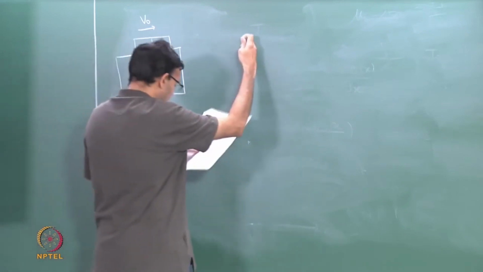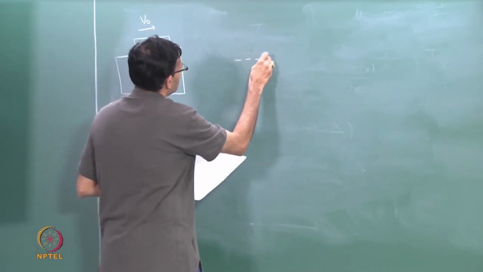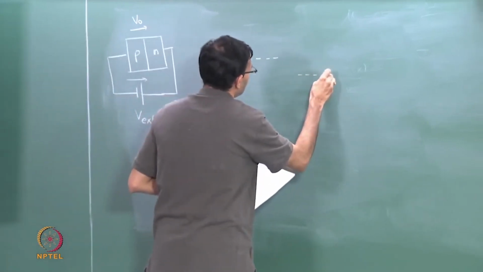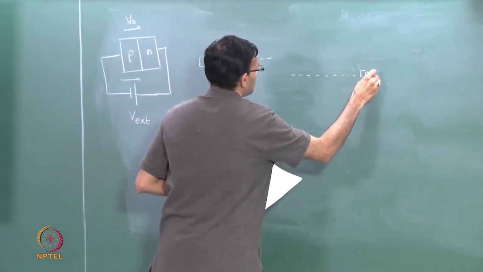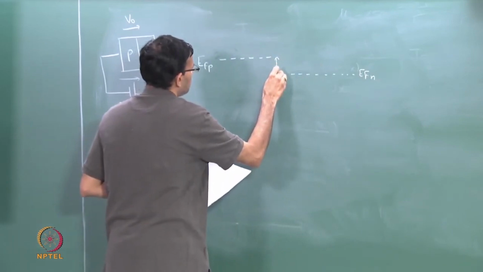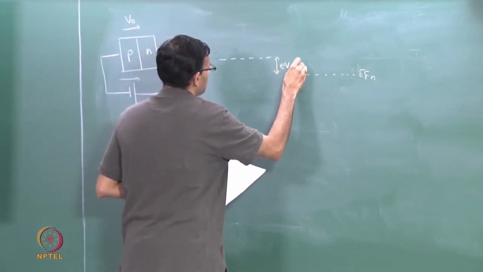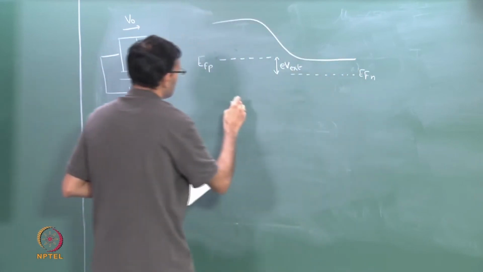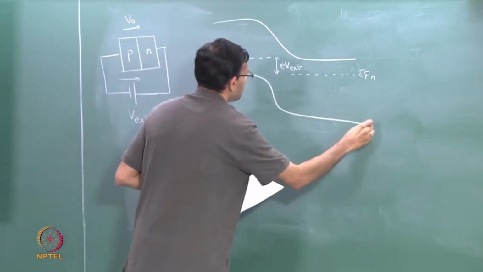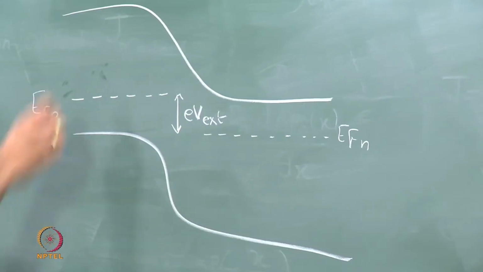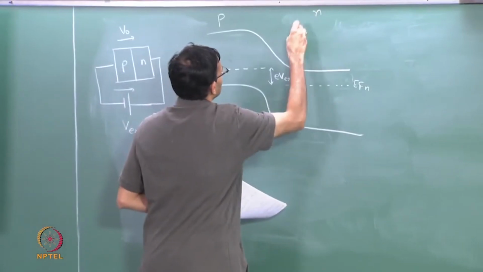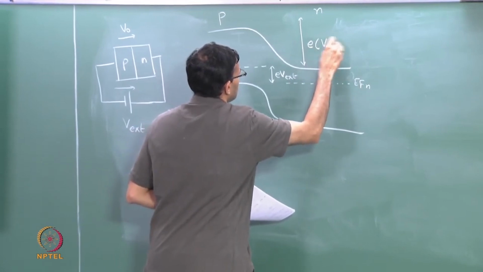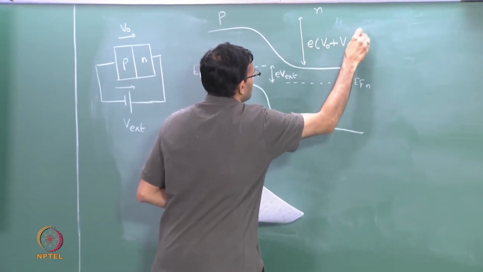If you were to draw the band diagram for this, this is EFP, this is EFN. So that now the total potential, this is the P side, this is the N side, this is E V naught plus V external.